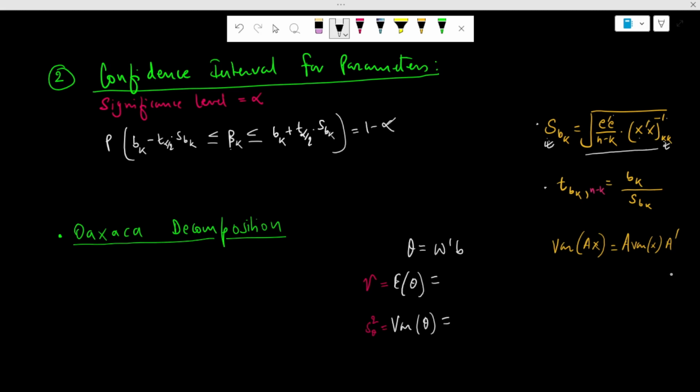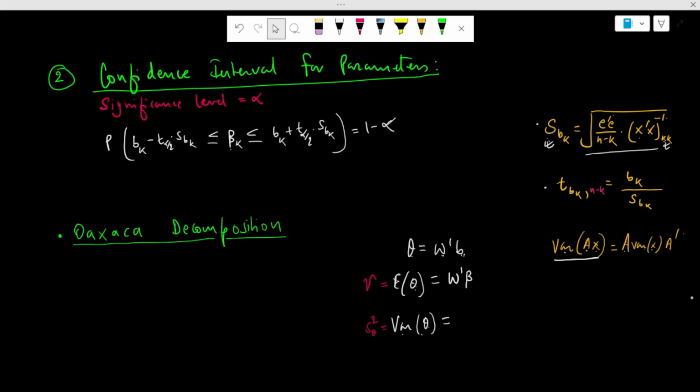Now let us calculate the same for linear combinations of beta, which is also called the Oaxaca decomposition. Here W is a vector of constants, and if we take the linear combination of the OLS beta, represented by theta, we can calculate the expected value of theta. This is equal to W transpose times the expected value of OLS beta, which is equal to the population beta, because OLS beta is an unbiased estimator of the population beta. Similarly, for variance, we make use of this formula: the variance of AX is equal to A times the variance of X times A transpose.